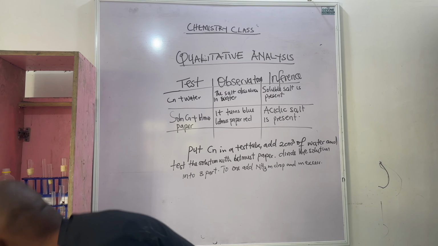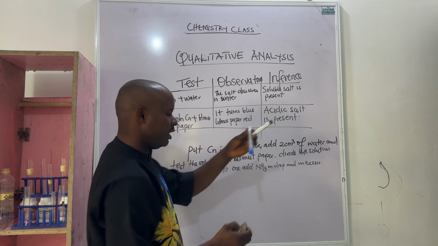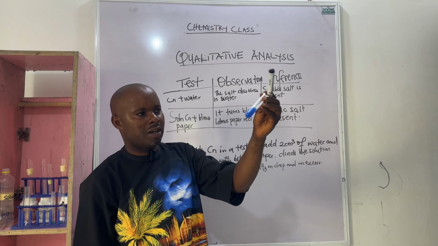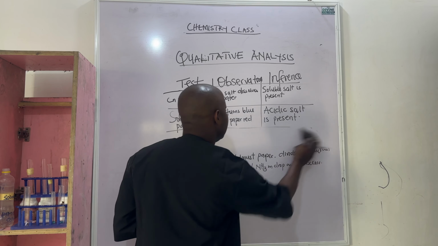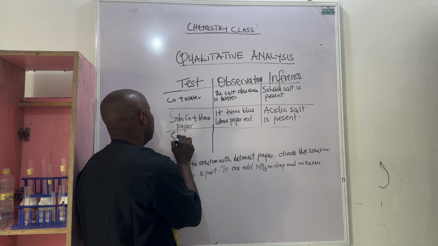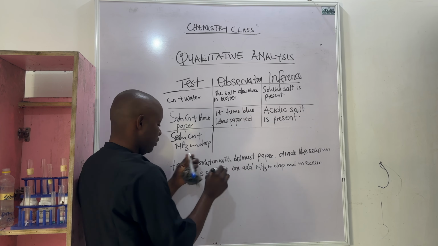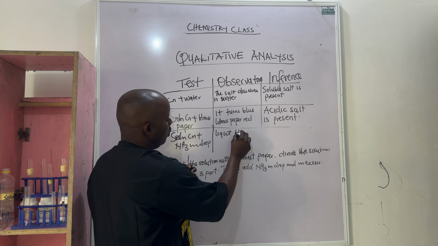PPT. In this aspect, what we mean by PPT is that something is cloudy. You cannot see through the solution. It's a bit cloudy. So let's wipe this. When this Cn solution has ammonia in drops, we can say light blue PPT present.